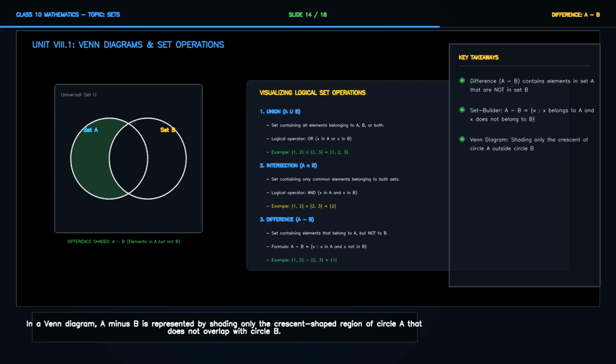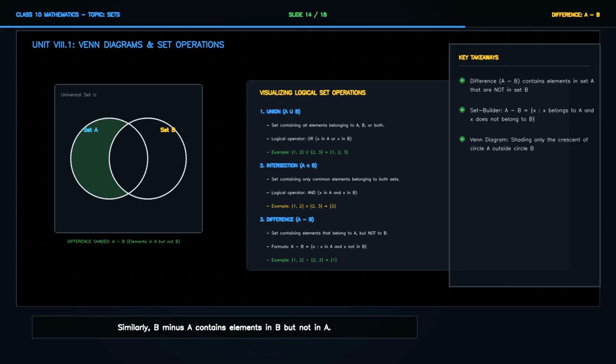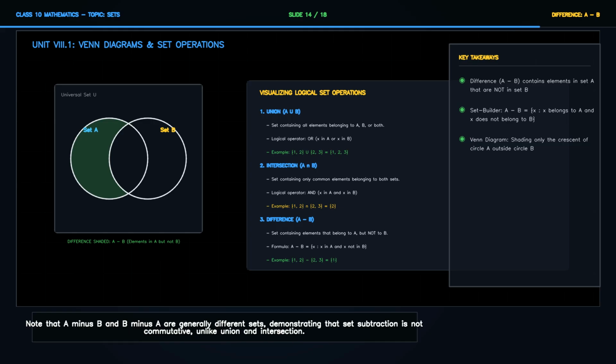Similarly, B minus A contains elements in B but not in A. Note that A minus B and B minus A are generally different sets, demonstrating that set subtraction is not commutative, unlike union and intersection.